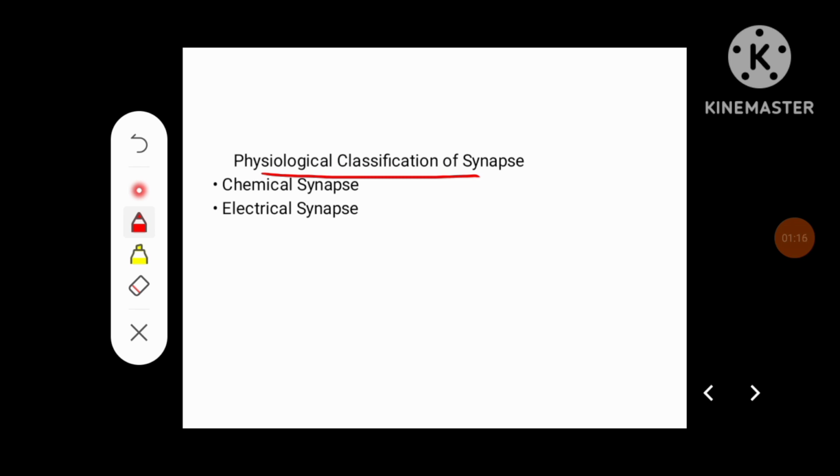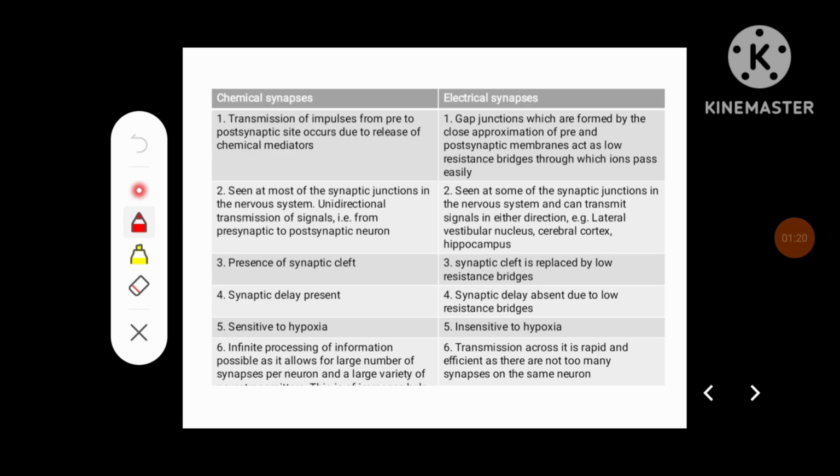Physiologically, the synapses are classified into chemical synapse and electrical synapse. Chemical synapses are where the transmission of impulse from pre to postsynaptic site occurs due to the release of chemical mediators, whereas gap junctions, which are formed by the close approximation of pre and postsynaptic membranes, act as low resistance bridges in electrical synapses. Chemical synapses are seen in most of the synaptic junctions in the nervous system.